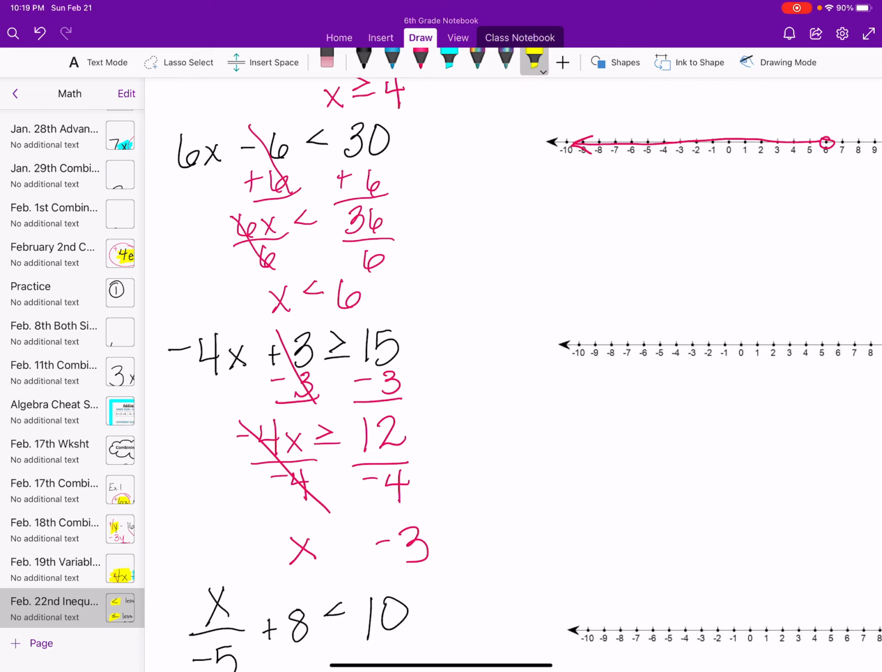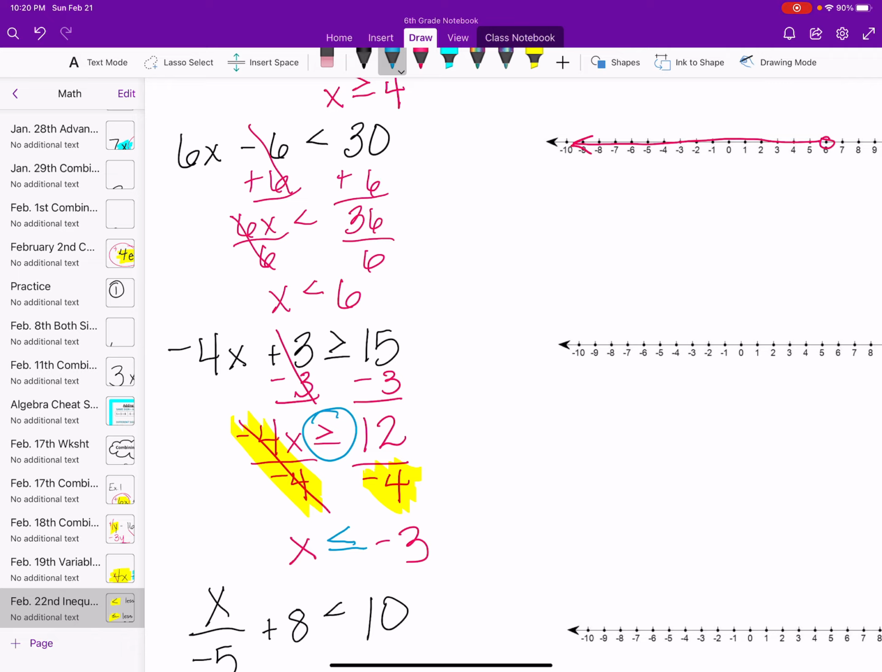Now, because I divided here by a negative number on each side, that means that I have to switch this greater than or equal to sign, and I'm going to switch it in the opposite direction. So it's now going to become a less than or equal to sign. So now my answer is x is less than or equal to negative 3.